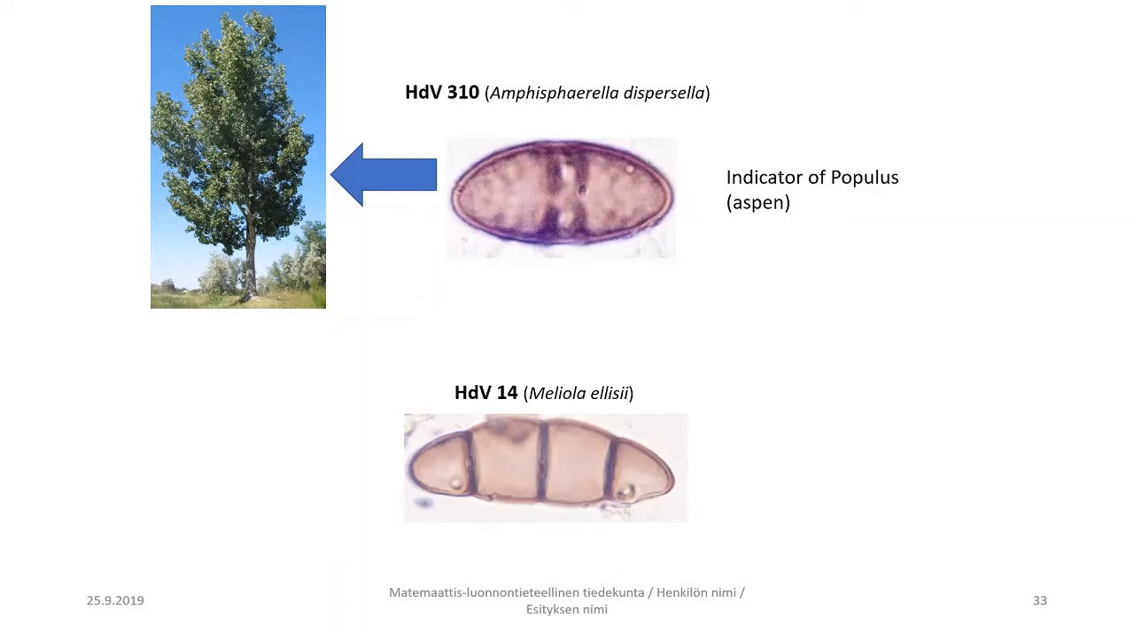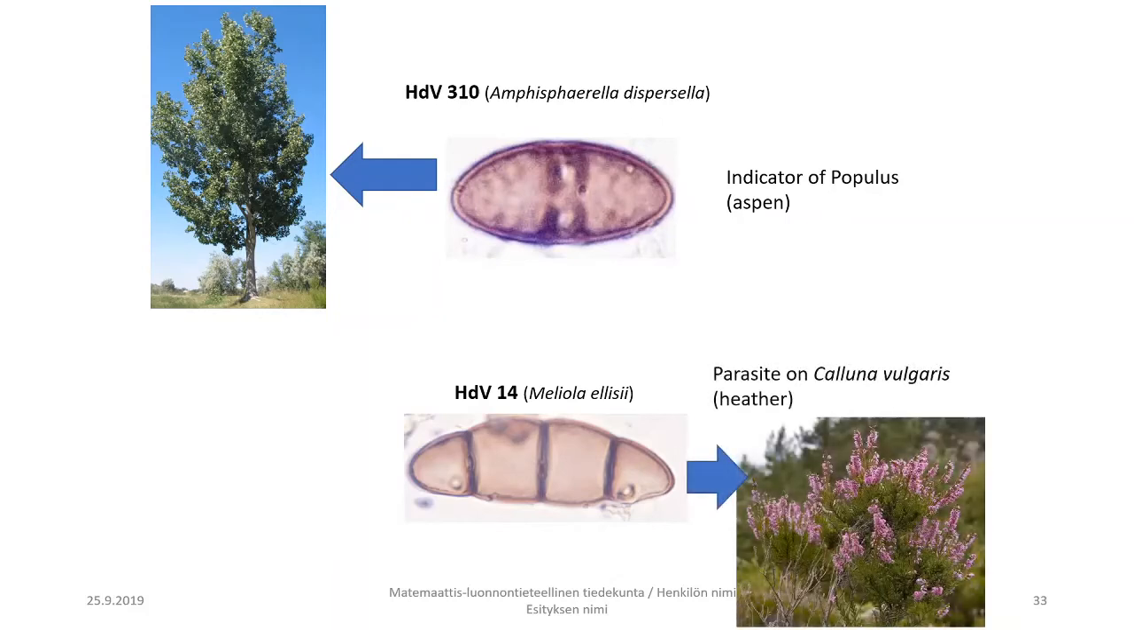Furthermore, there is Meliola elisi, which is a parasite on heather. And if I find this spore, I can say that Calluna was growing there, even if I do not find any Calluna pollen.